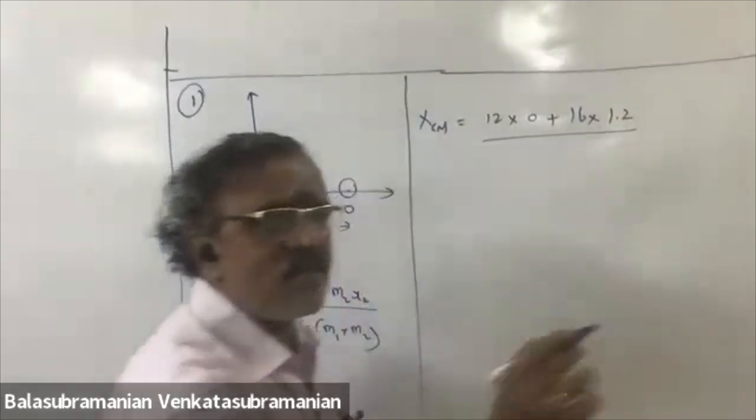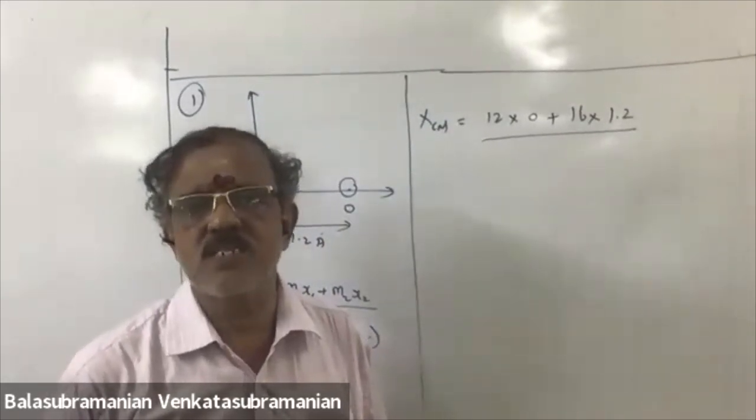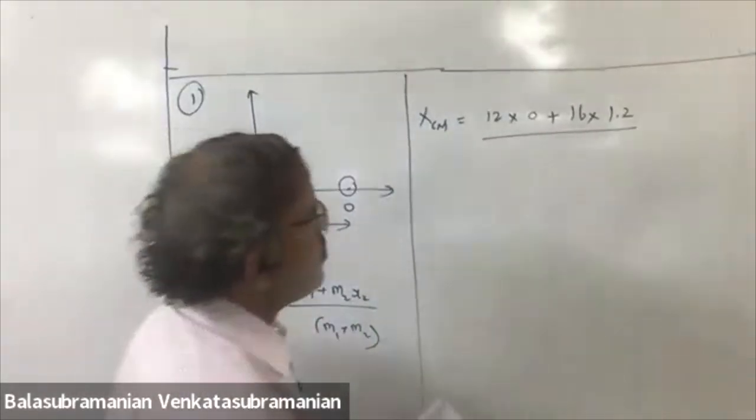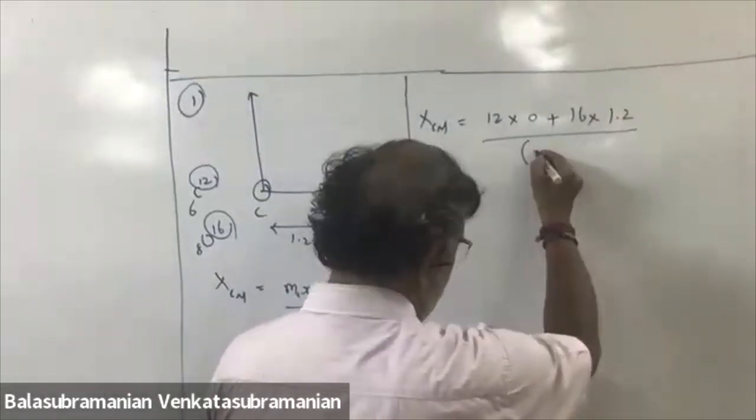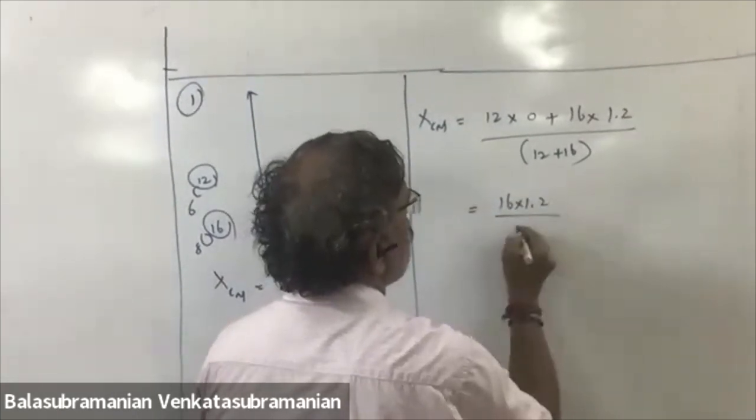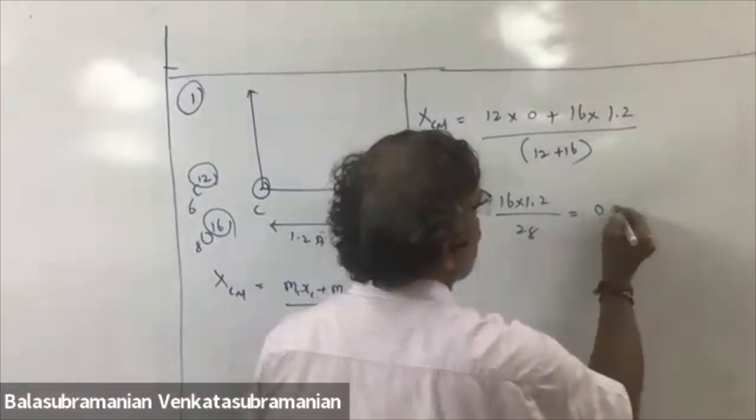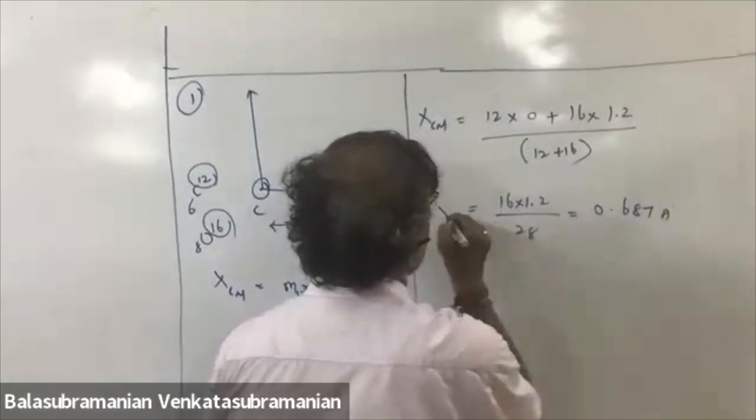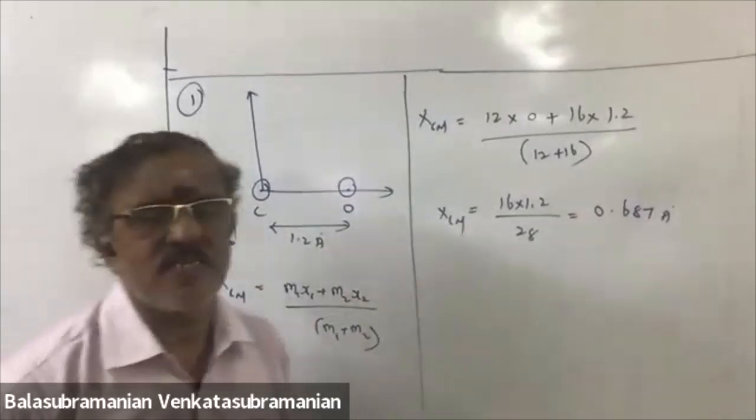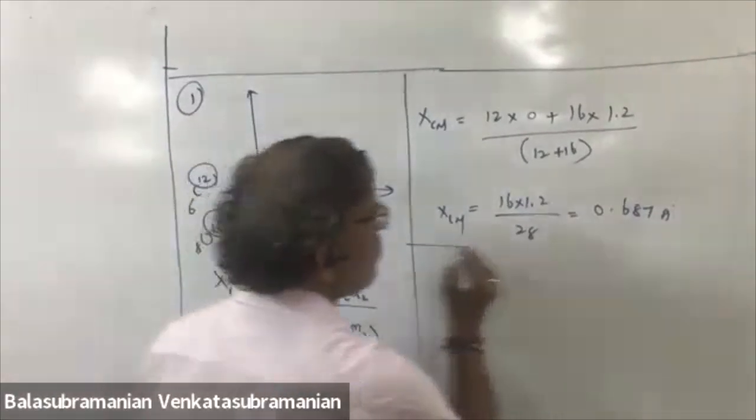Final answer also we'll write in Angstrom unit, so we will write 1.2. Actually, we have to put 1.2 into 10 power minus 10, but the final answer we are going to express in Angstrom unit. Divided by m1 plus m2, that is 12 plus 16. So 16 into 1.2 by 28. You simplify this and you get 0.687 Angstrom unit. So from the carbon atom, the center of mass is situated at a distance of 0.687 Angstrom. Simple. First problem.